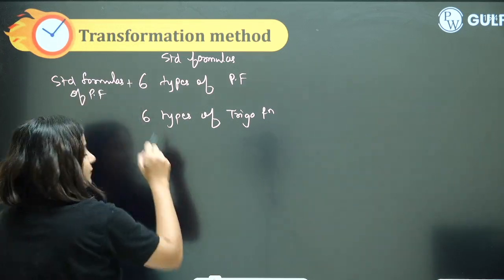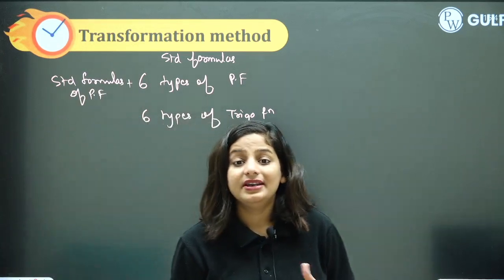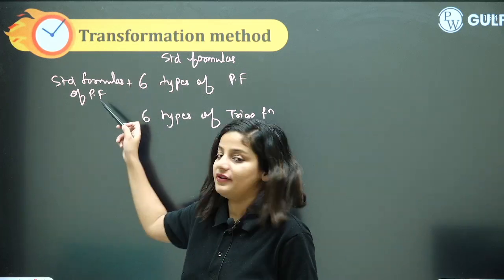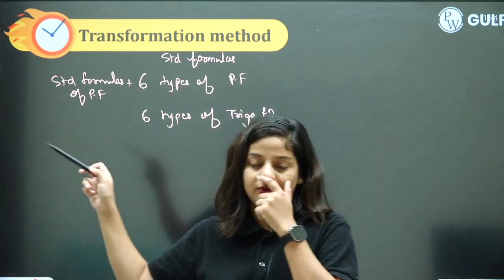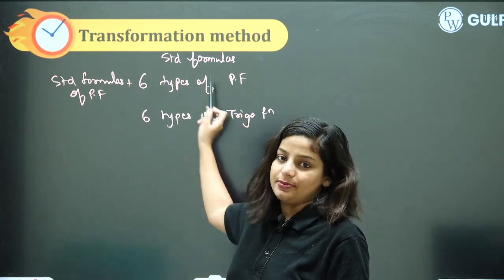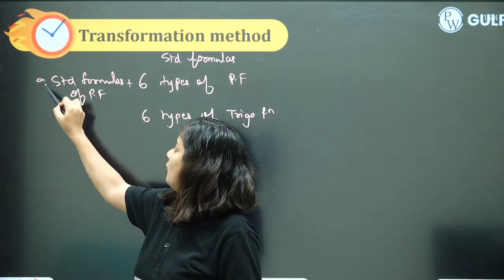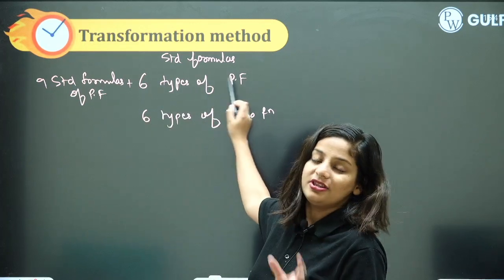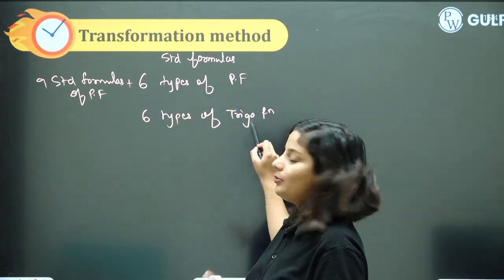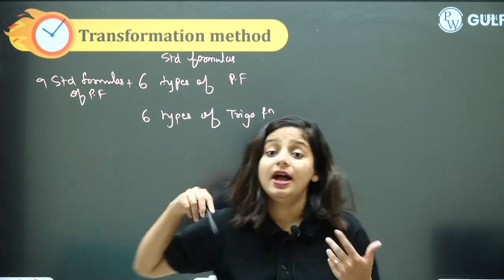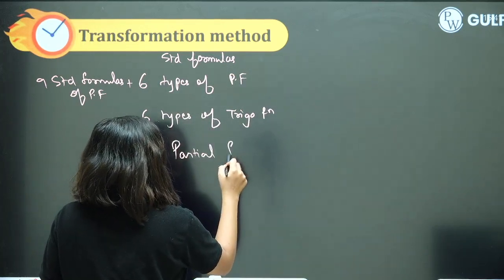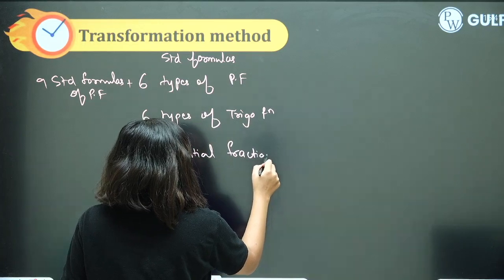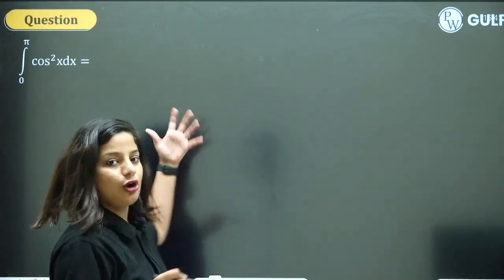There are total 9 standard formulas for particular function, 1 by quadratic, 1 by root of quadratic, and then just simply root of quadratic, and it's 6 types. So 9 standard formulas of particular function, then it's 6 types. Similarly, trigonometric function, your standard formula, then partial fractions. All this if you know, then straight away go and solve question like this.